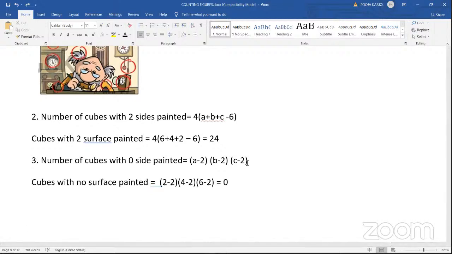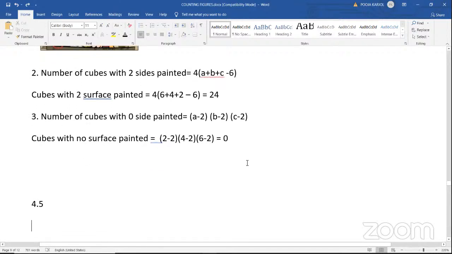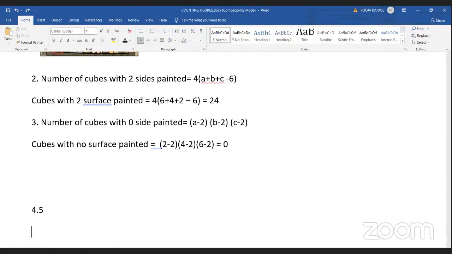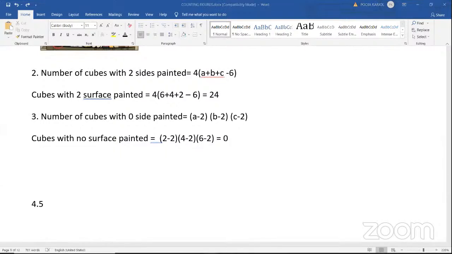Will you take these questions in detail, like the topic, ma'am? Yeah, we'll take a new chapter, and we'll take the same chapter for new students because obviously they have not done it before. Are you a new student as well? Yeah, I joined for the second batch. Okay, we'll do it again, don't worry. So zero surfaces painted, no surface painted are 0 if you apply the formula.